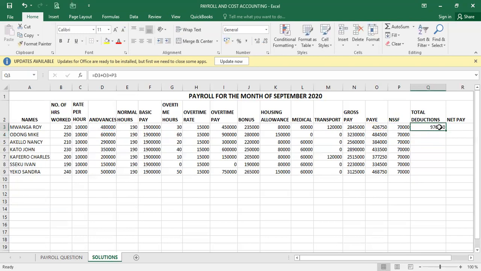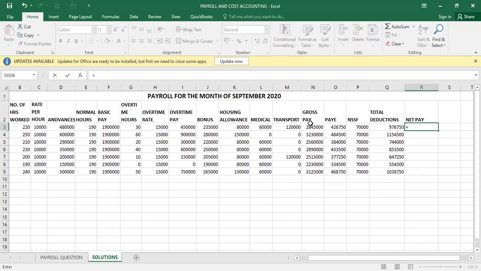When you've got that, you can double click here so that you get everything that is filled. Then the last one is the net pay. Net pay, as you hear the word, is the gross pay minus the total deductions. When you remove the whole of those deductions, what remains is what the person is supposed to receive on the account. Then it will be equal sign, gross pay minus our total deduction.